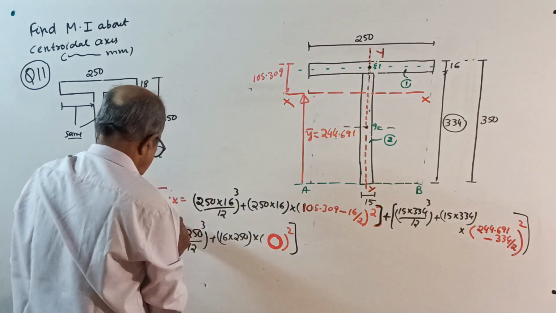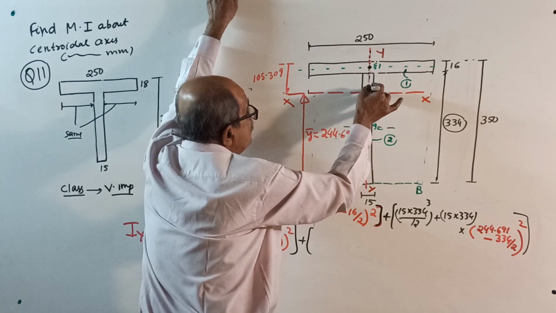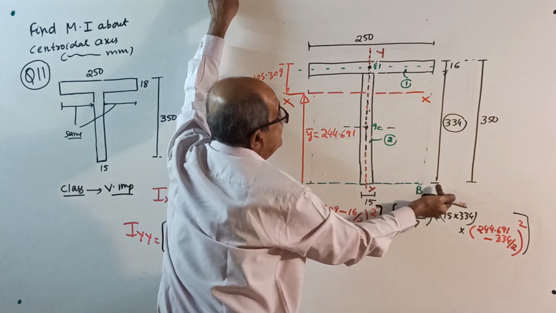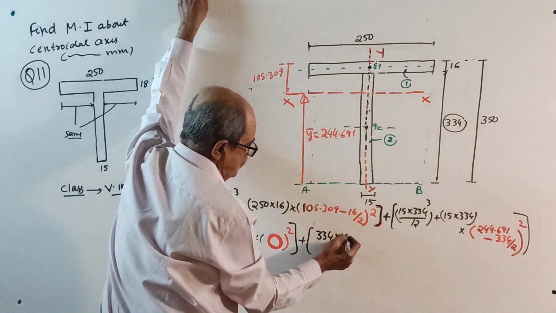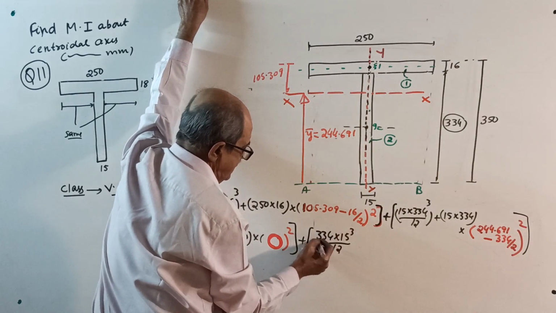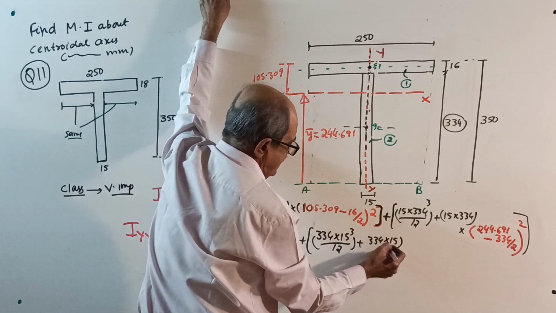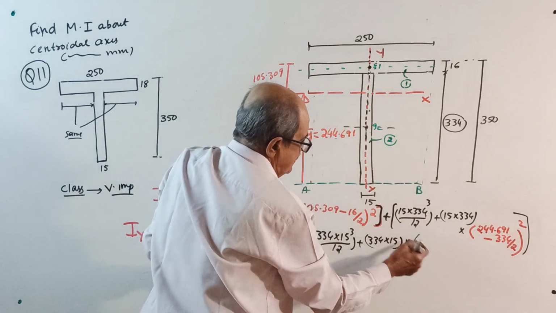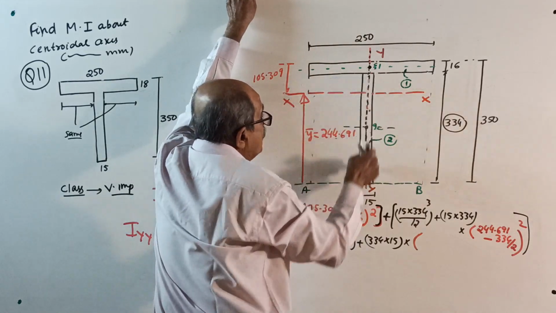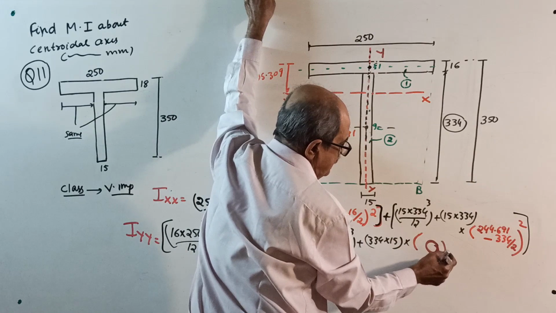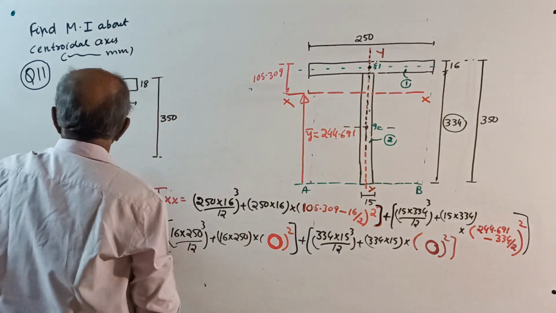This is for the first one. Plus the second one. Come here. I about its own centroidal axis, same axis, 334 into 15 cube by 12, Ig plus area. 334 into 15 is the area, into, once again, from this centroid to YY, 0 squared. You get I about YY. Calculate both. Question number 11 over.